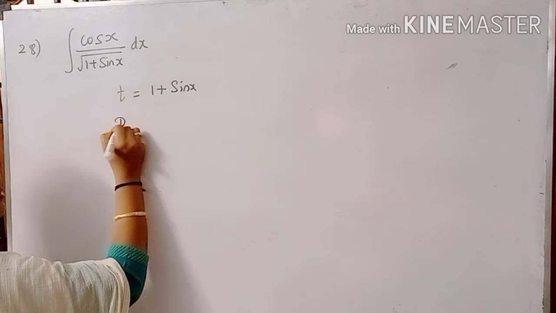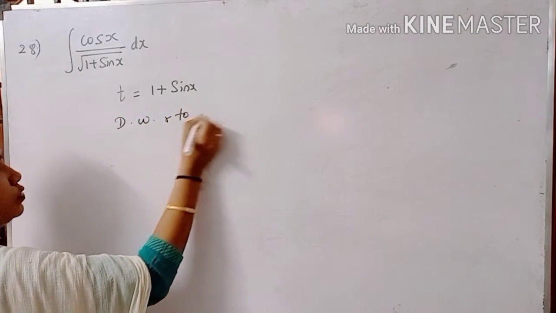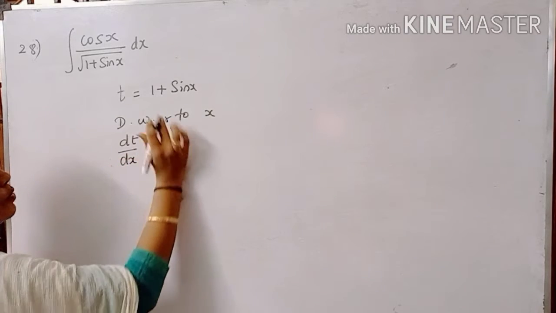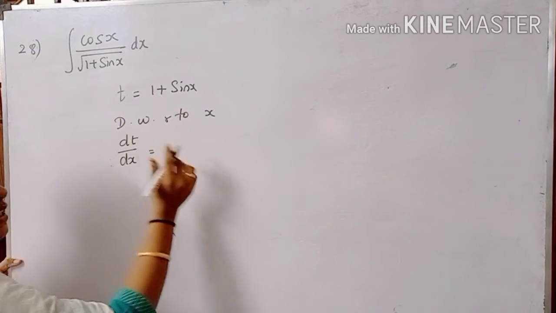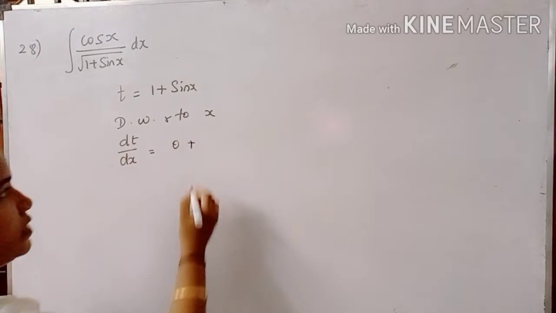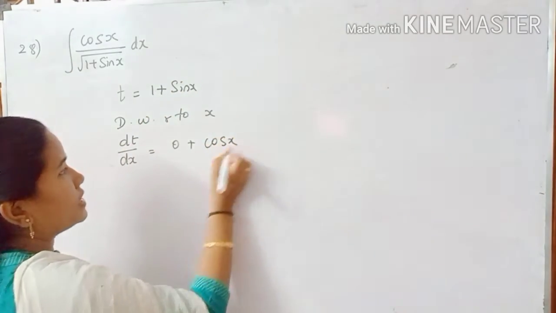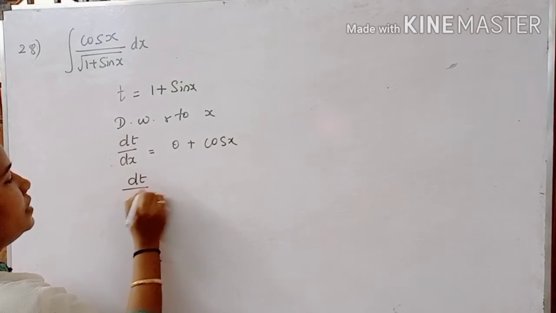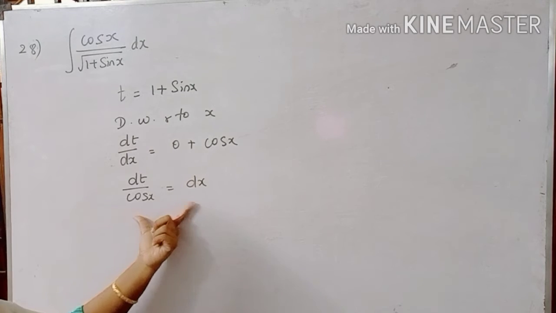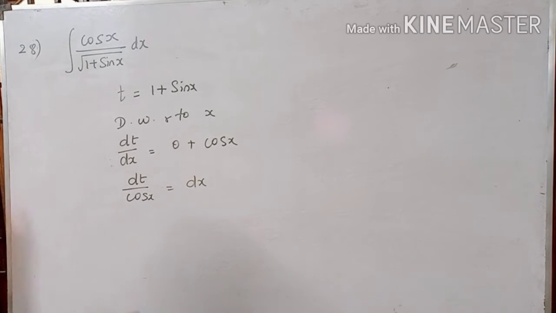So now I differentiate with respect to x. So dt divided by dx is equal to 1 is a constant. If we differentiate it, it is 0 plus, if we differentiate sin x, it is cos x. So dt divided by cos x is equal to dx. So we obtain the value of dx. So let us substitute in the question.